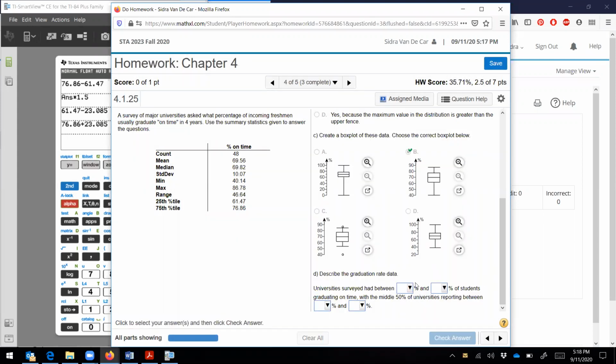Describe the graduation rate data. Universities surveyed had between our 25th quartile is 61.47.